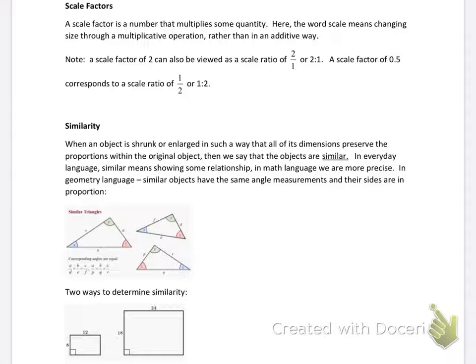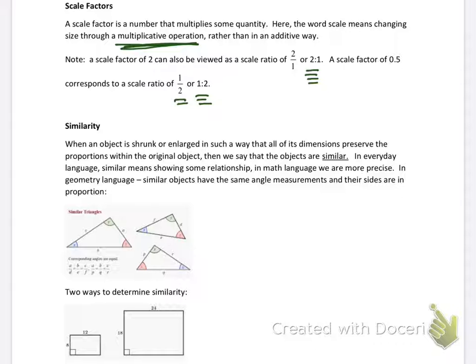Okay, scale factor is a number that multiplies some quantity. Here the word scale means changing size through a multiplicative operation rather than in an additive way. Okay, and that's key. And the Quasar rods will help you with that also. Okay, a scale factor of 2 can also be viewed as a scale ratio of 2 to 1. And you can write ratios like this as well. We'll talk about ratios further on down towards the end of this book. A scale factor of 0.5 corresponds to a scale ratio of 1/2 or 1 to 2. Okay, so those are scale factors.